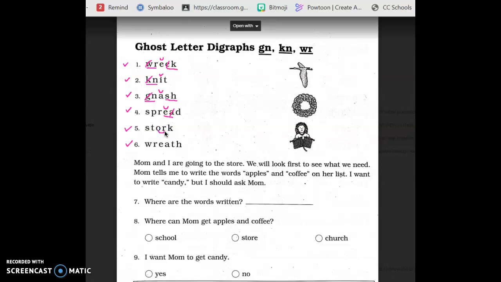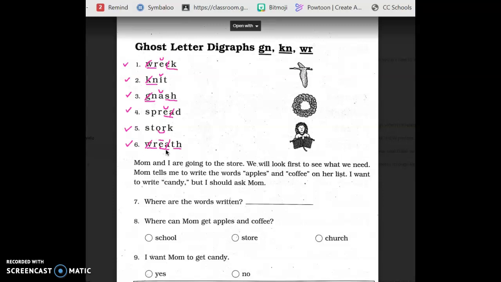Last one, wreath. We do not hear the W. Let's underline the digraph, cross out the W. We have a long E sound. And we're going to underline the EA and the TH. We do not hear the A. All right, so let's match up our pictures.